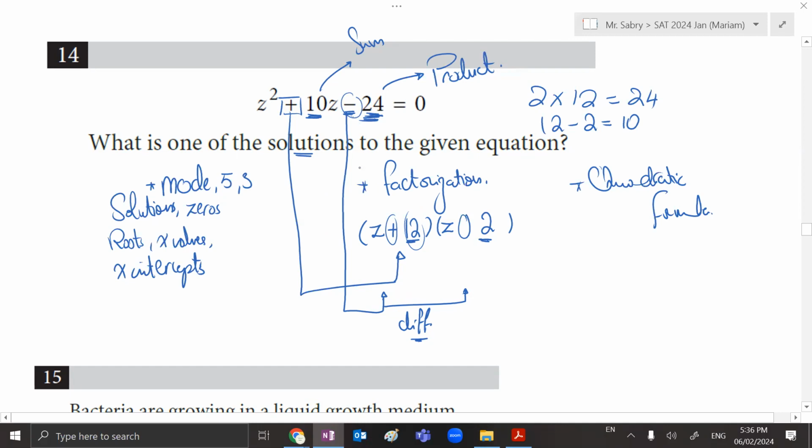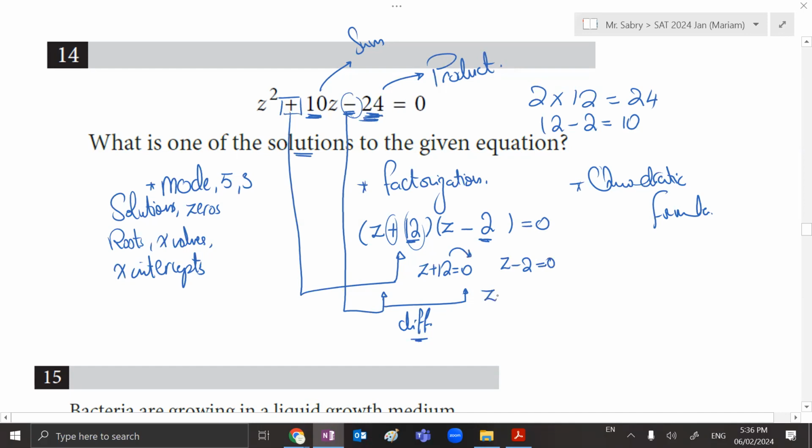Because it's negative, we know that they have to be different in signs, which gives me the indication that the second bracket would have a sign that's what? Positive or negative? Negative. Okay, perfect. And these are still equal to 0. Next step, you would take z plus 12 and make it equal to 0, and then z minus 2 and make it equal to 0.